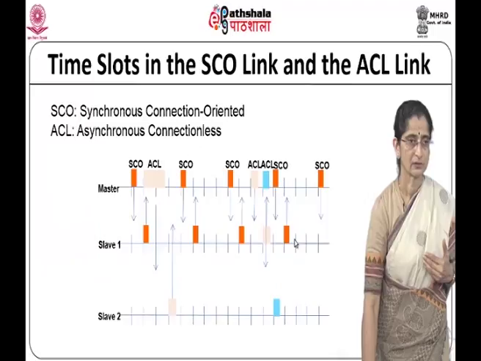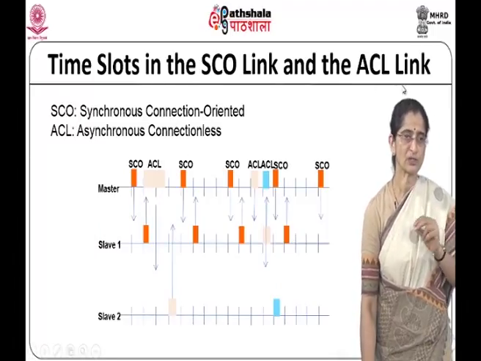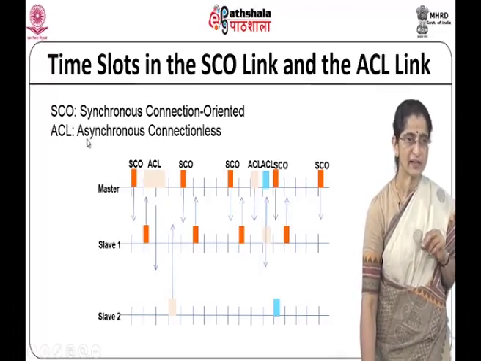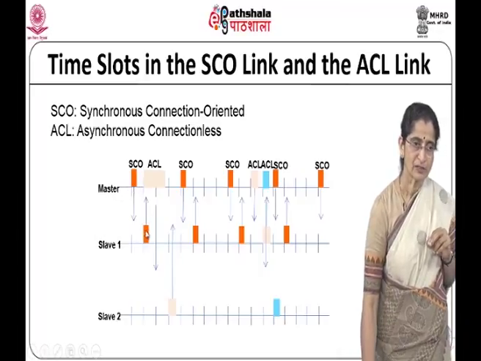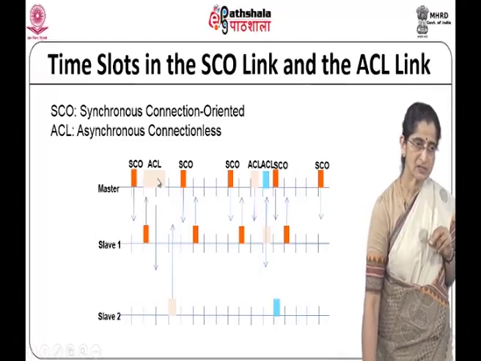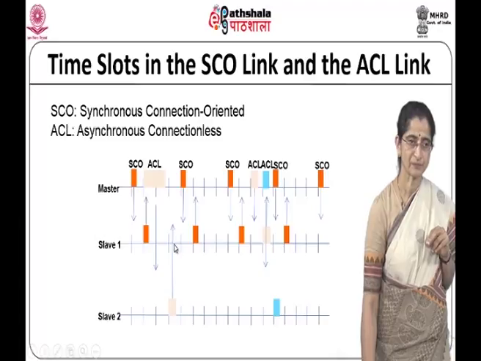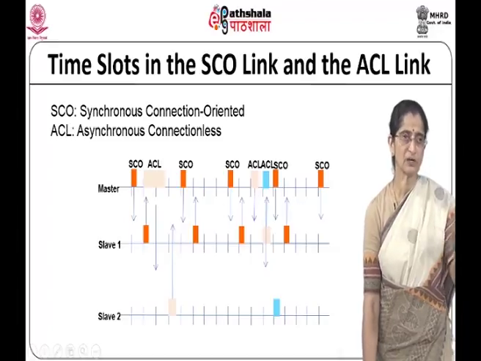So this is an example of using the SCO slots and the ACL slots, that is the synchronous connection oriented link and the asynchronous connection link. You see that a master sends an SCO and in response slave 1 responds. Next the master sends an ACL, let us say to slave 2, then slave 2 responds, right. Then again master sends SCO, slave 1 responds and so on. You will see how the two alternate.